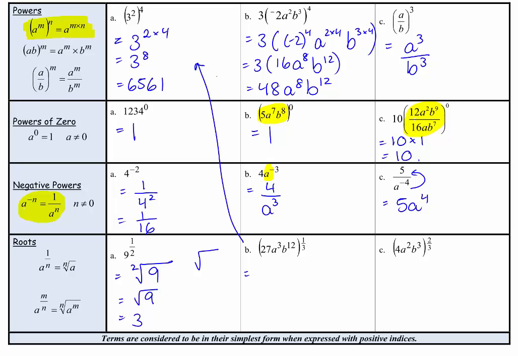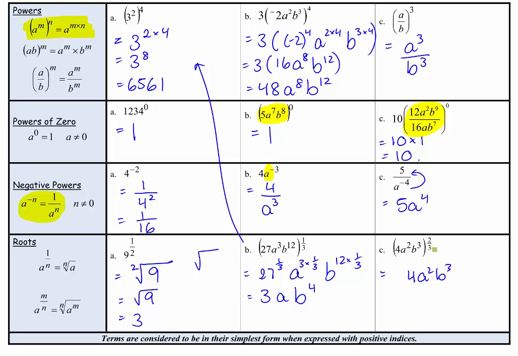Okay, so we've got 27 to the power of a third, a, 3 times a third, b, 12 times a third. Now 27 to the power of a third is the cubed root of 27, or you could put it on your calculator as 27 to the power of a third. It's 3. 3 times 3 times 3 is 27. A, 3 times a third is 1, so I don't need to write the power. B, 12 times a third is 4. Now just writing this in terms of a root is 4a squared b cubed.